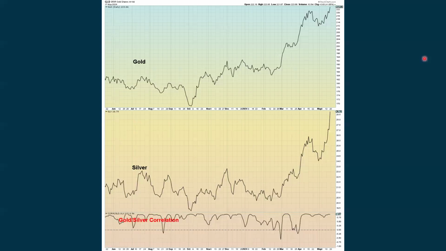And we look at the relationship between gold and silver, and you would think that they would have a pretty high correlated relationship. And right now that's true. On the bottom, when this gets a really high reading, that means there's more of a 1-to-1 relationship between gold and silver, as both of them have really been breaking out lately.